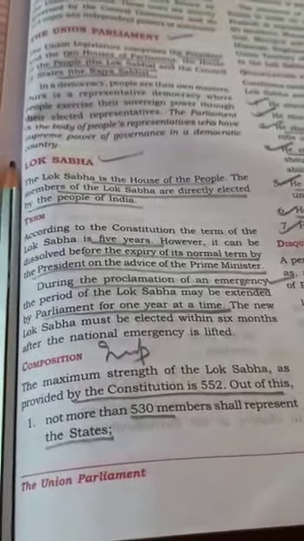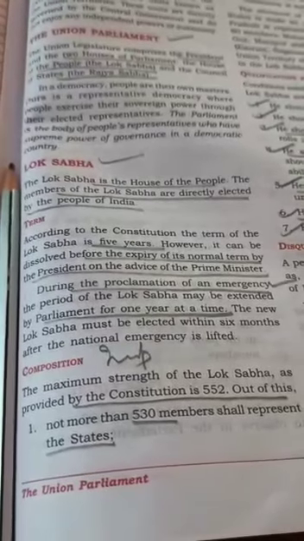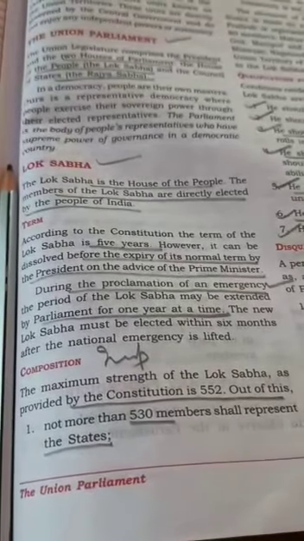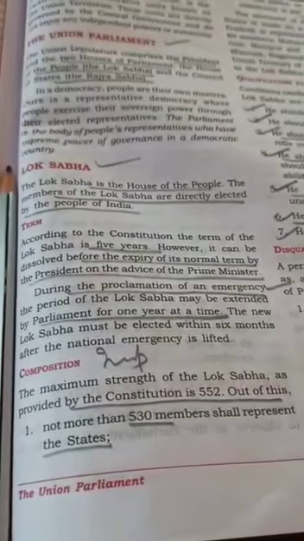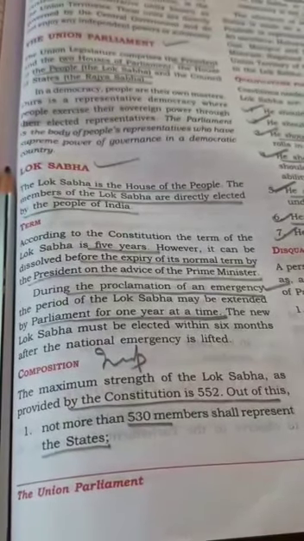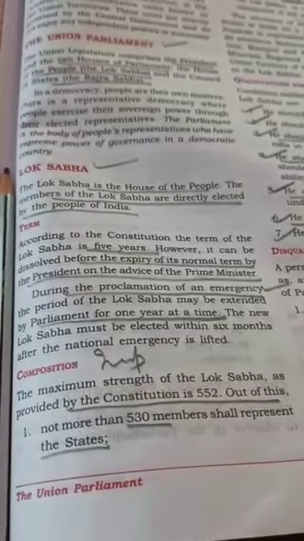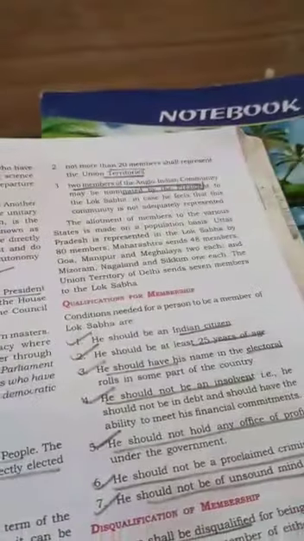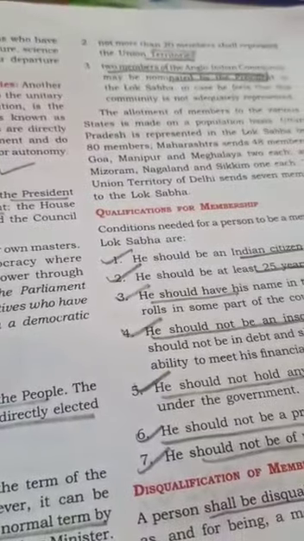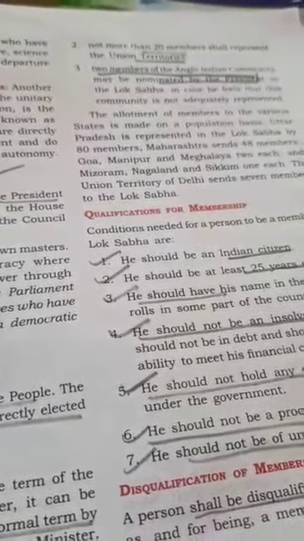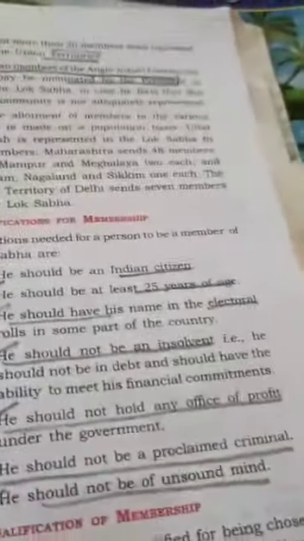Then composition, not more than 530 members. Total it is 552. Maximum strength of Lok Sabha is 552. 530 members from the states, not more than 20 from the union territories, and 2 Anglo-Indians nominated by the President of India. This you have to learn.